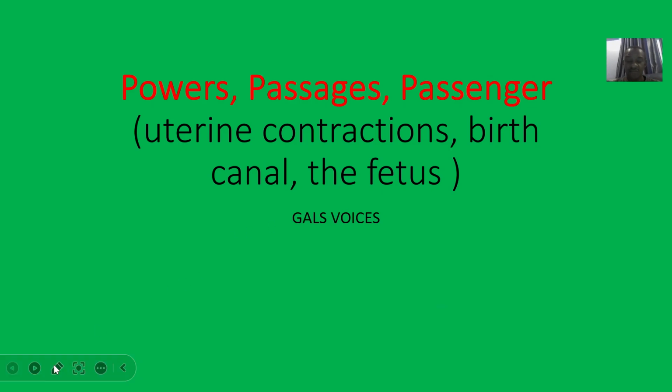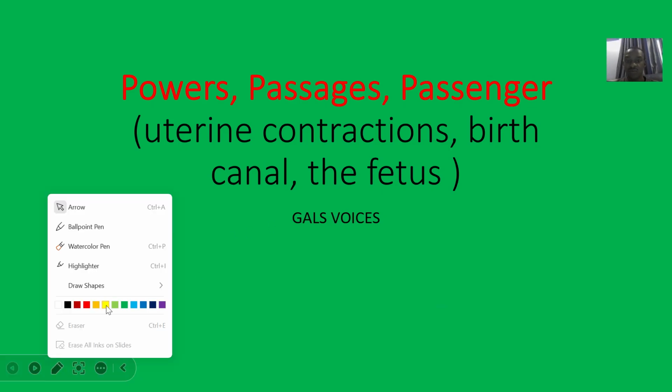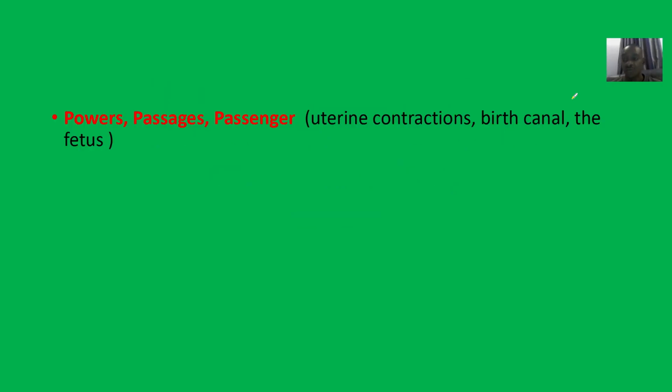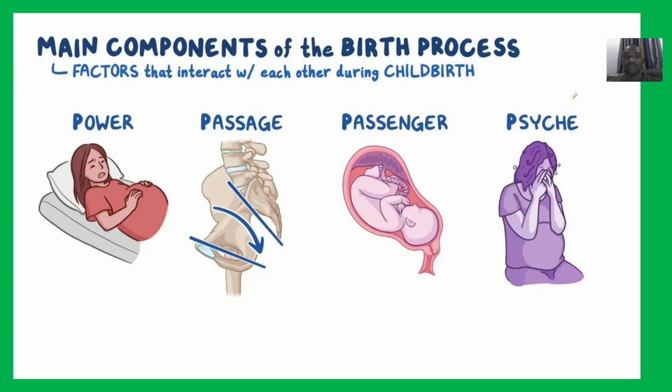So we want to look at the 4P's. I actually left one P out, and this is what is known as the psyche. They talk about the powers, that's how the uterus is contracting. They talk about the passage, that's the birth canal that the fetus has to pass through. They talk about the passenger. So they actually call them the 4P's in obstetrics.